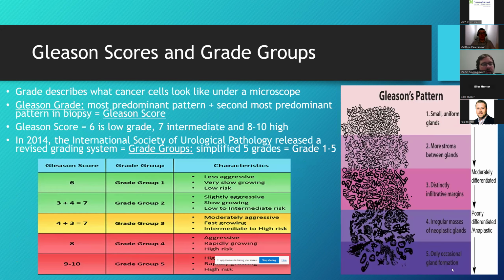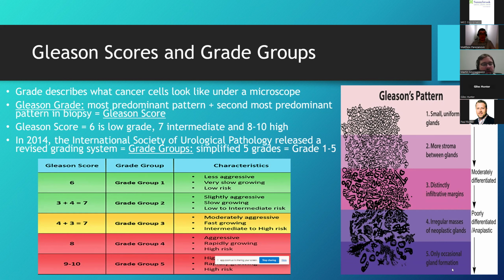So the Gleason scores and grade groups are key criteria that we use when we're assessing these patients and making diagnoses. Grade describes what the cancer cells look like under the microscope. The Gleason grade is the most predominant pattern and the second most predominant pattern of the biopsy added together to generate the Gleason score. A Gleason score of 6 is considered low grade, 7 intermediate, and 8 to 10 high. In 2014, the International Society of Urologic Pathology released a revised grading system titled Grade Groups, which is a simplified grading of 1 through 5.